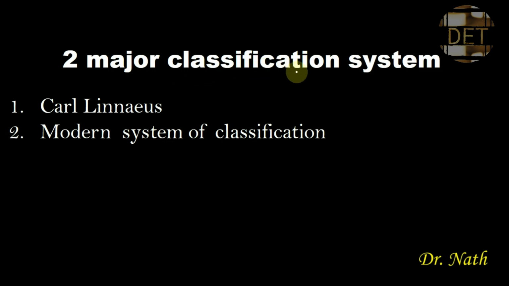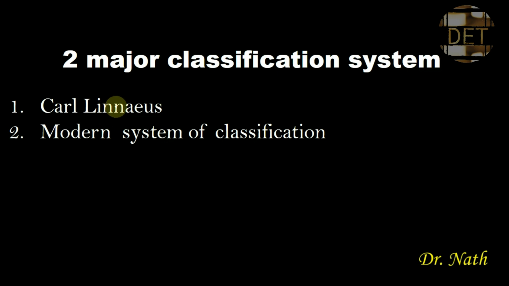There are two major classification systems in biology. The two major classification systems are Carl Linnaeus system of classification and the modern system of classification. These are the two major systems of classifying living organisms.